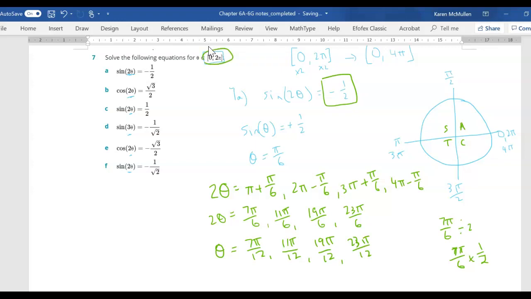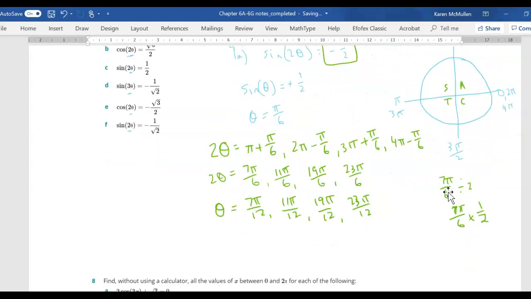So as I said earlier, we're not changing the domain, we're not changing the domain from 0 to 4 pi. We're just using that to find all the solutions, and we're finding the solutions for 2 theta, and then we find the solutions for theta by dividing through by that 2. All right, let's do another example.